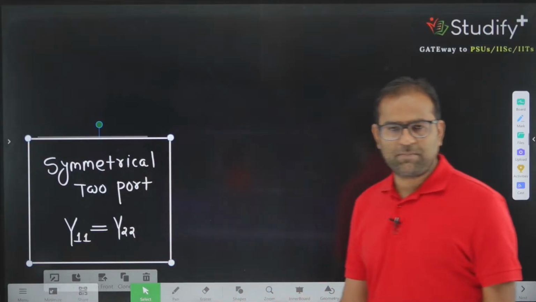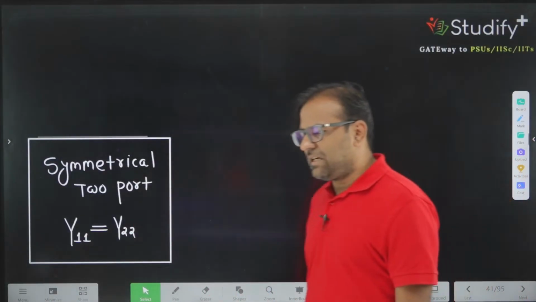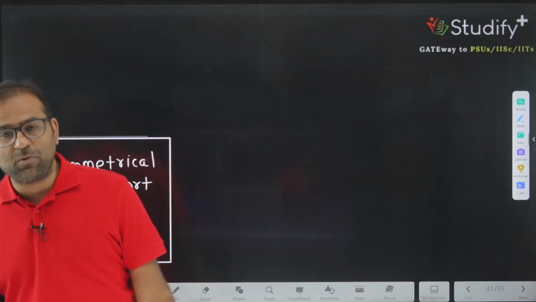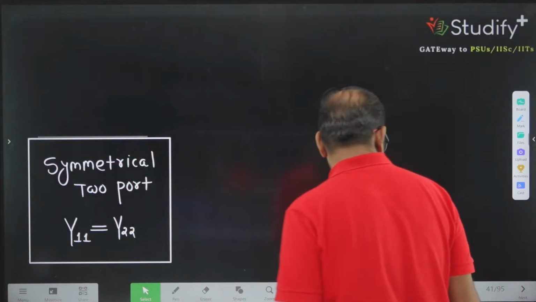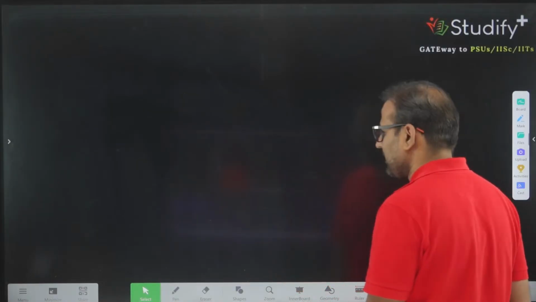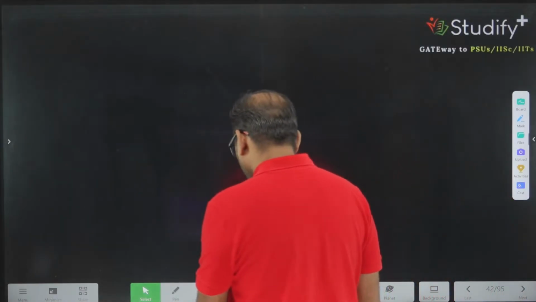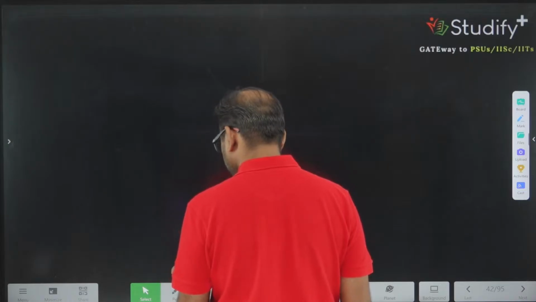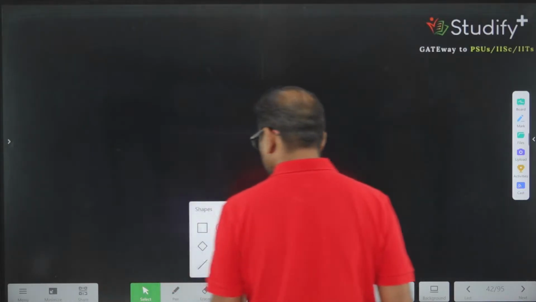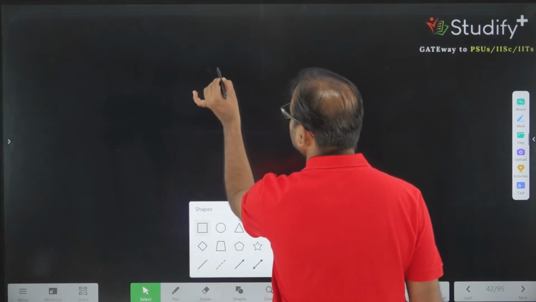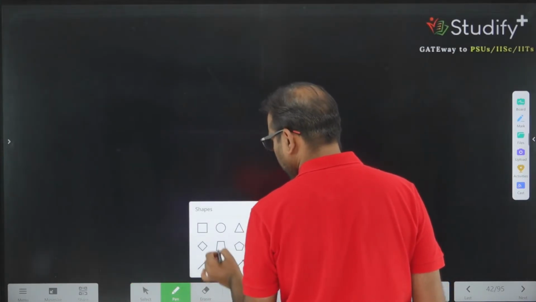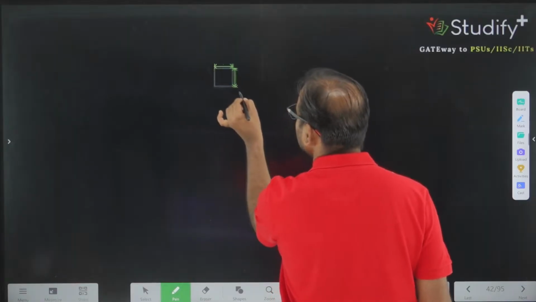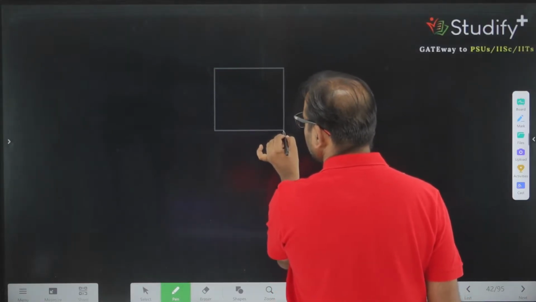Very important concept. Now let's talk about one more thing, and that is known as the connection of Y parameter. Let's talk about how we can connect Y parameter. So connection of Y parameter looks like this. Suppose you are having one Y parameter here, one two-port network.